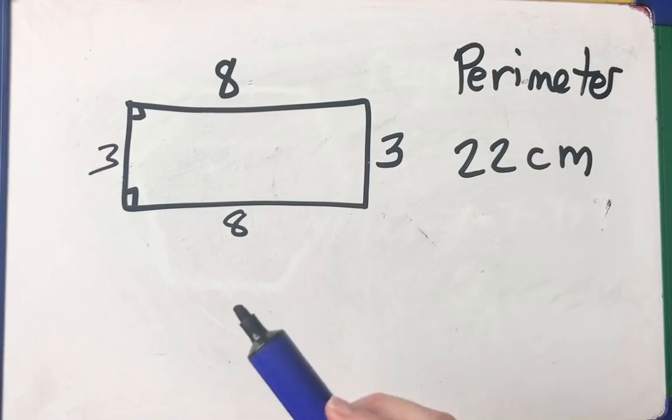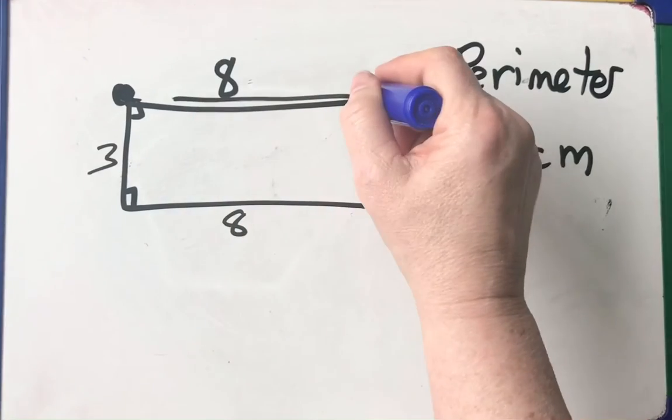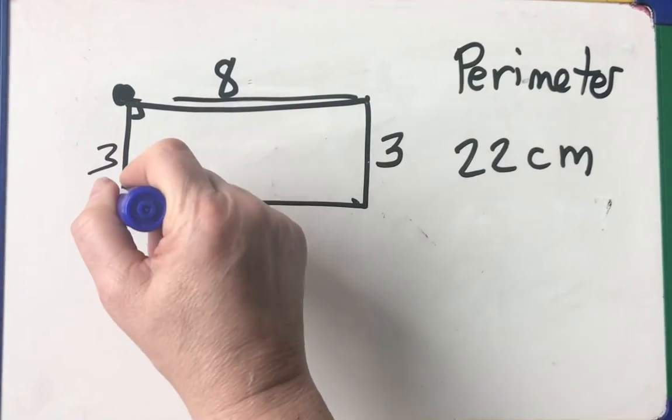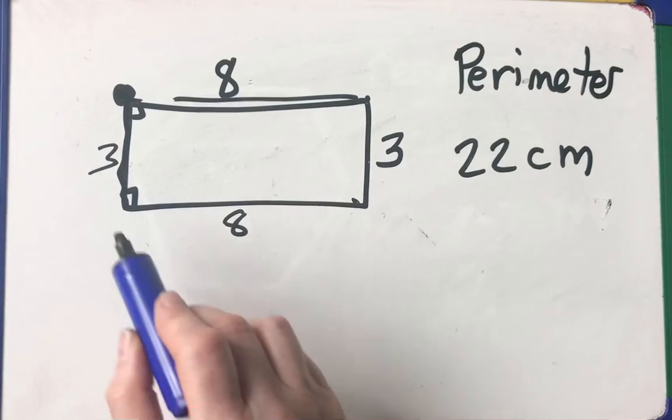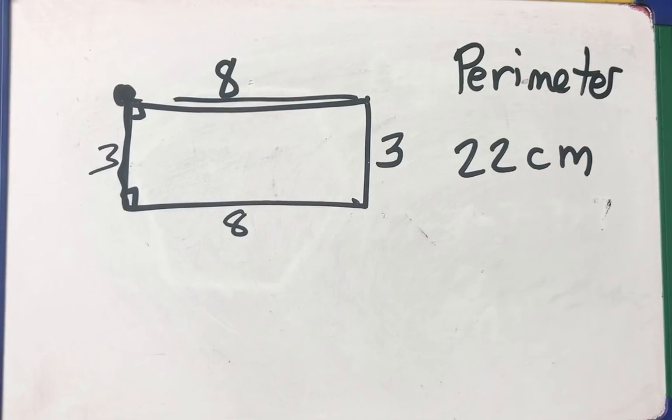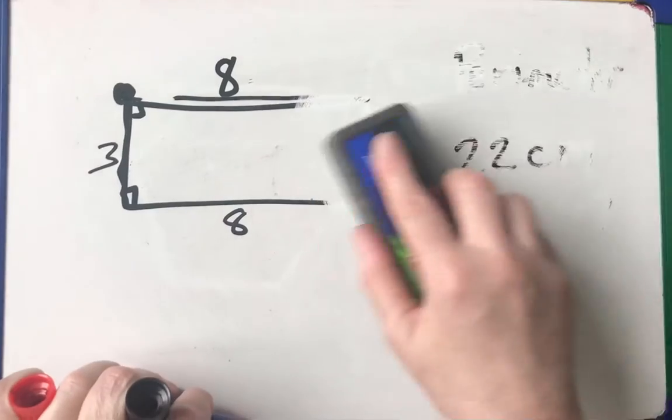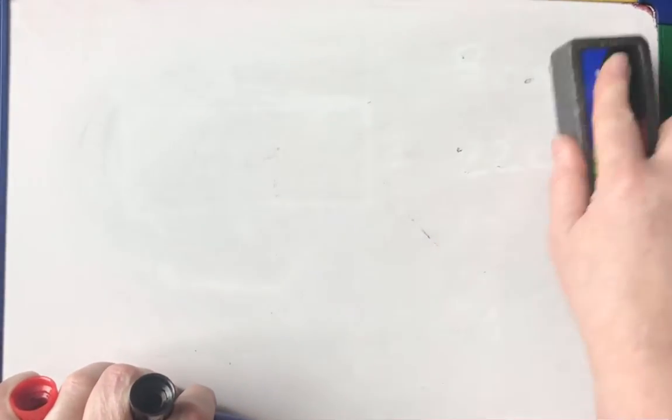I could add them up if I wanted to. Start 8 plus 3 is 11, plus 8 is 19, plus 3 is 22. So patrolling the prison perimeter, I've got 22 centimetres. One more weird shape and then you can have a go at finding the perimeter of some yourself.